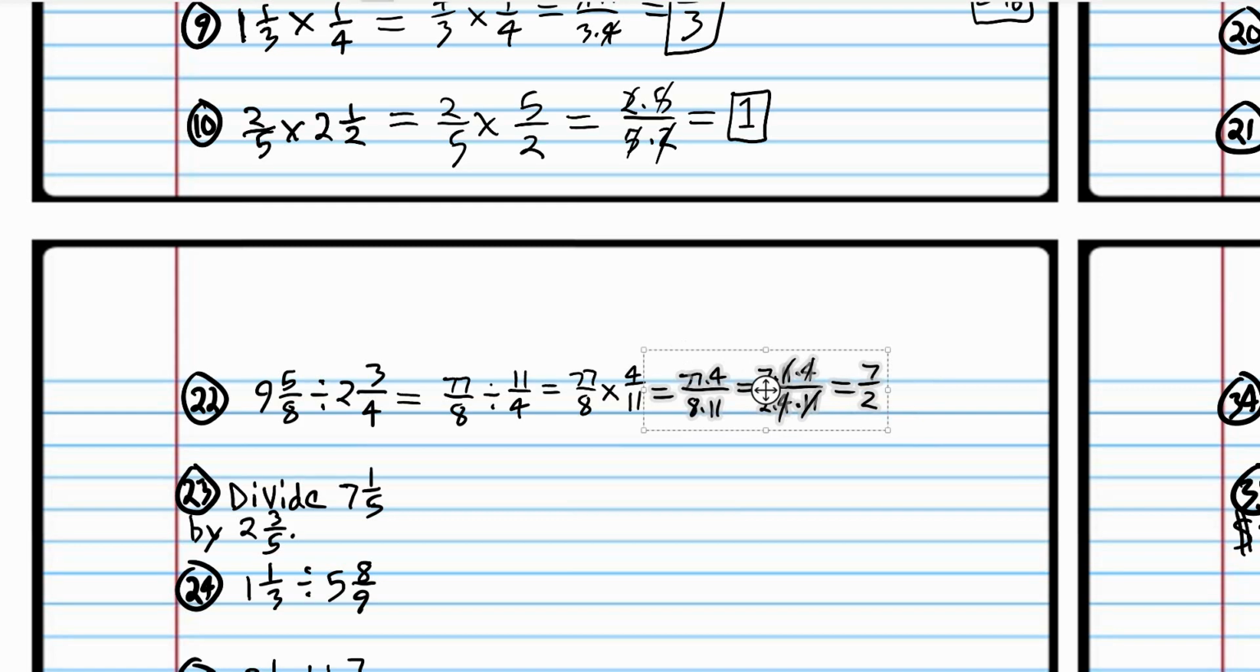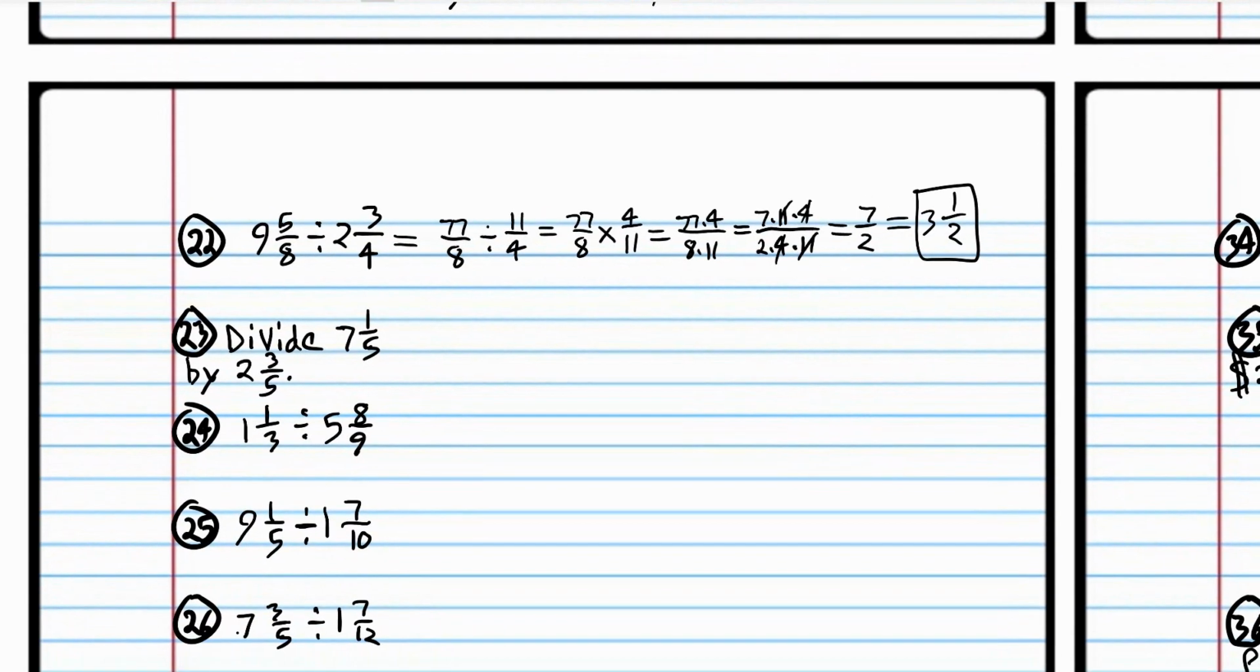All right, so we have to change the improper fraction to a mixed number. How many times does 2 go into 7? It goes in 3 times, because 3 times 2 is 6. 7 minus 6 is 1 is the remainder, and then just keep the denominator. So if you did that one correctly, pat yourself on the back. Let's go on to number 23.